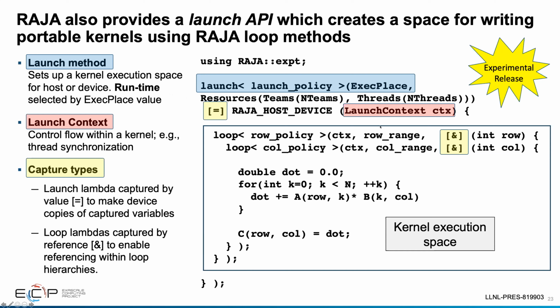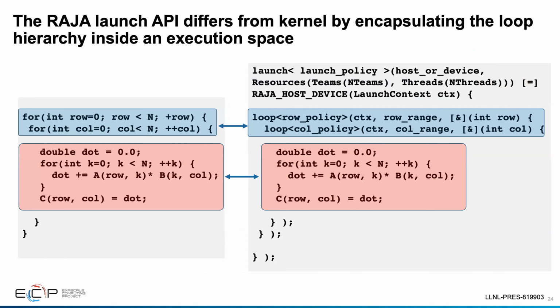There's also this launch context. The role of the launch context is to control flow within a kernel. So the launch context can be used to perform thread synchronizations. And I do want to highlight something about the capture types. In the execution space, we have this outer lambda, which captures things by value. And it's designed this way to make device copies of captured variables. Once you're inside the actual execution space, your loop methods will take lambdas to capture by reference. And the reason we have it this way is to enable referencing within the loop hierarchies.